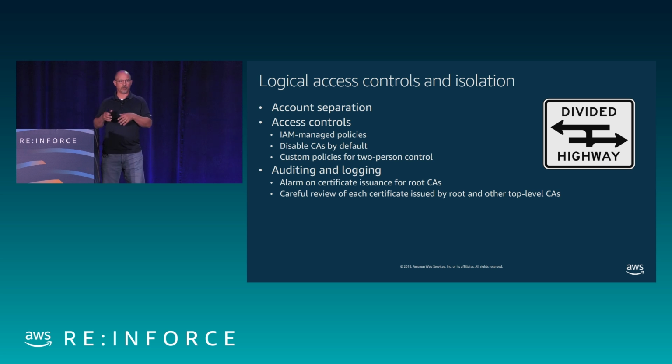Within an account, for your subordinate CAs or issuing CAs, you can have IAM access controls. And the basic policies are to use AWS managed IAM policies. With AWS managed policies, they're predefined policies managed by AWS. And for Private CA, there are 5 predefined policies. There's full access, which is complete administrative access to do anything.